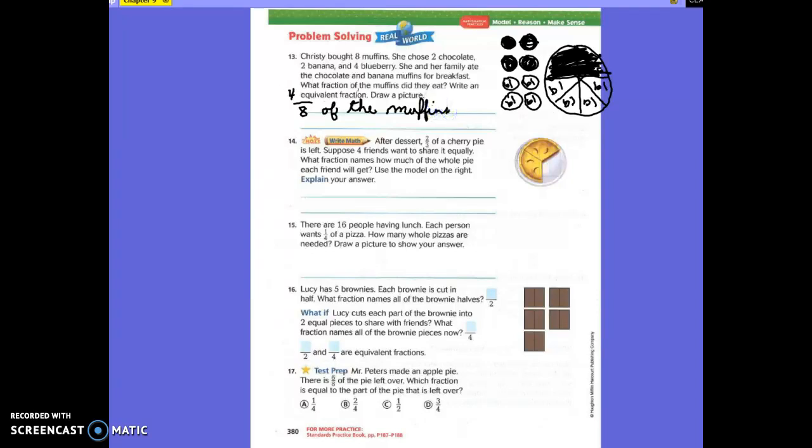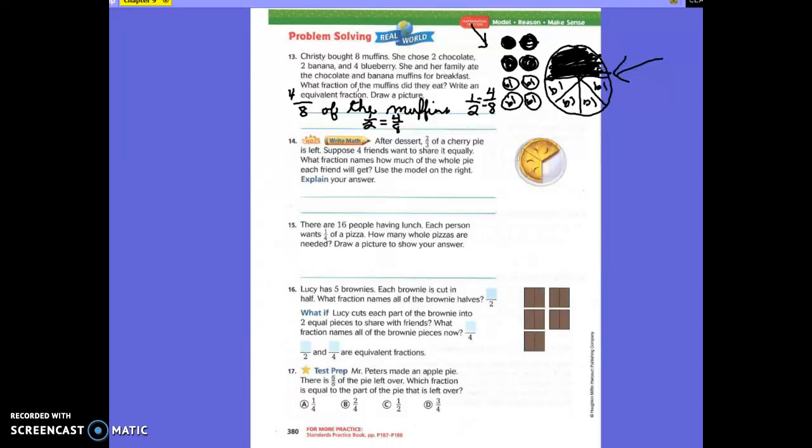Now, write an equivalent fraction. Now, we already drew the picture, so that's okay. What's an equivalent fraction? Okay, so if we looked at this fraction circle, or even at our other picture, what's an equivalent fraction? 1/2. Yes, they ate half of the muffins. 1/2 is an equivalent fraction. We're going to say 1/2 equals 4/8. Okay? Say 1/2 is the same thing as 4/8.